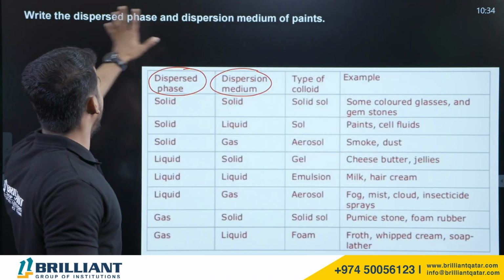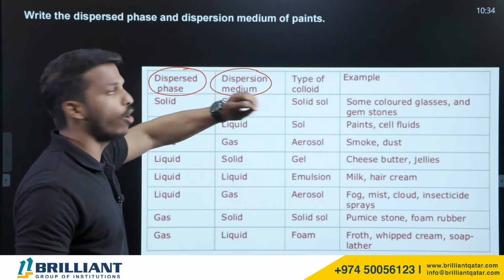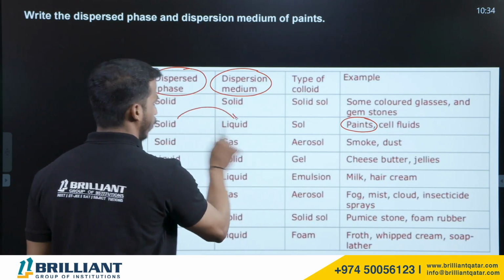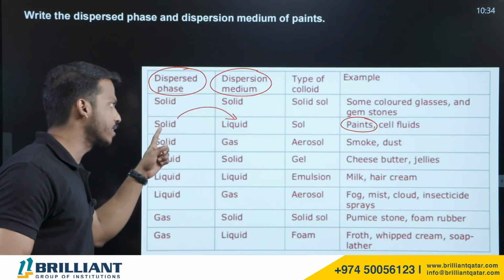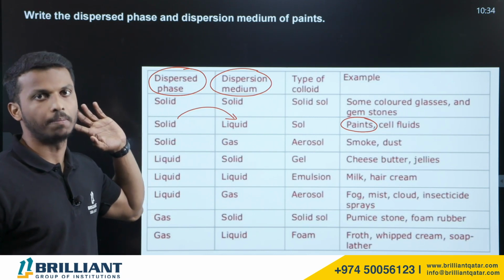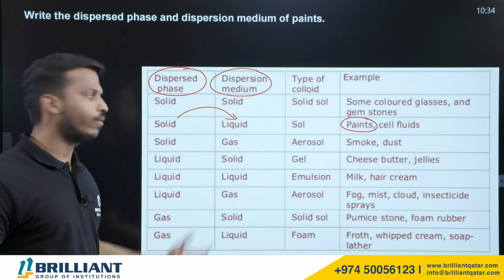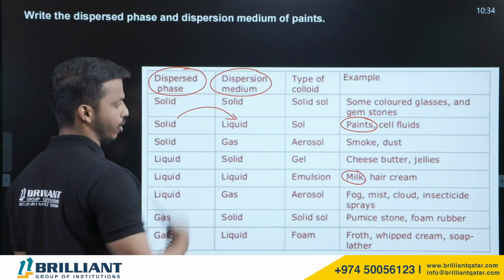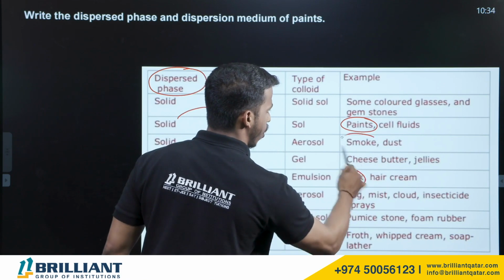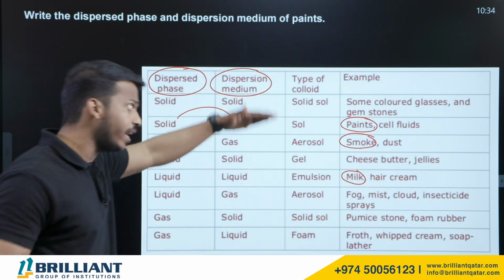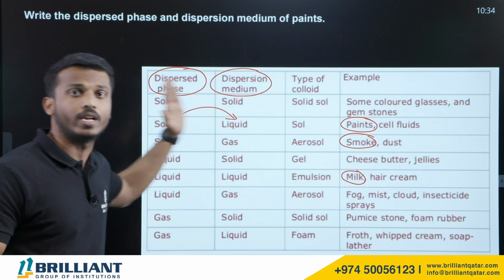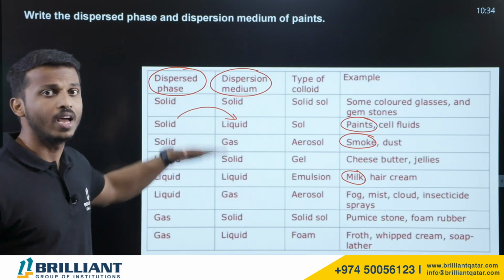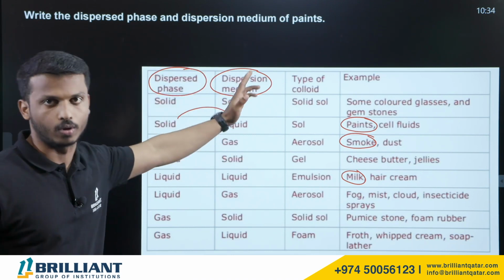See the question: what is the dispersed phase and dispersion medium of paint? What is paint, dear student? Paint belongs to solid in liquid. So solid is the dispersed phase, liquid is the dispersion medium. And they will ask you other questions like what about milk? Milk is an emulsion, liquid in liquid. And some others: smoke, cheese, butter, like that. So we should know the example and the type of colloid, what is the nature of the dispersed phase and dispersion medium. This table is important to know to answer MCQ questions and this kind of 1 mark question.